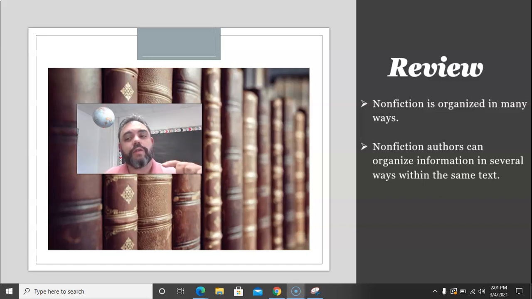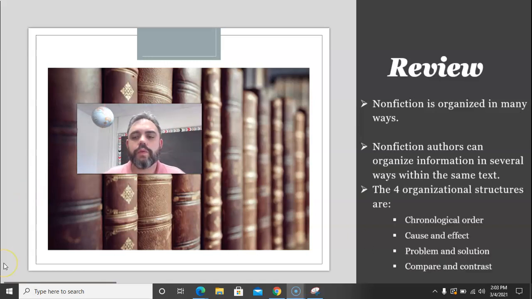Okay, remember, nonfiction text is organized in many ways, and we talked about four of them. Nonfiction authors can organize information in several ways within the same text. And we talked about how the four organizational structures are chronological order, cause and effect, problem and solution, and compare and contrast. All right, guys, we have had just an amazing amount of success at identifying these structures. All right, you've done an amazing job.